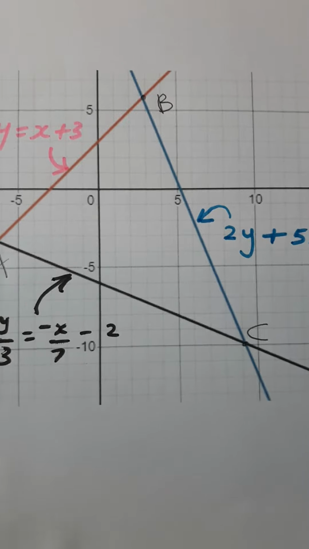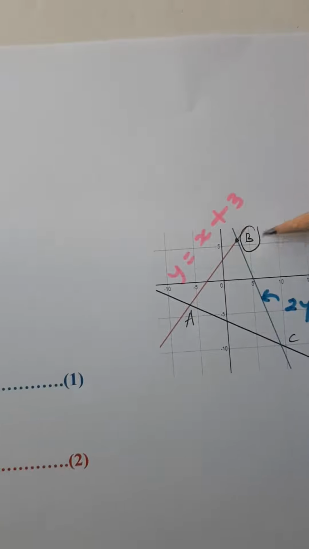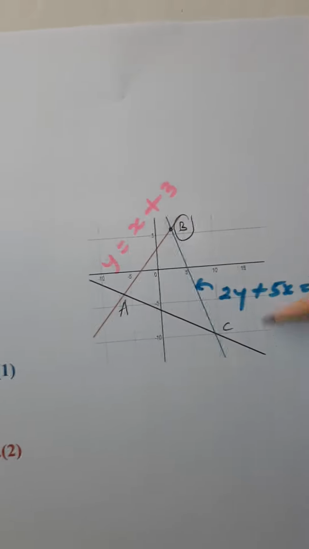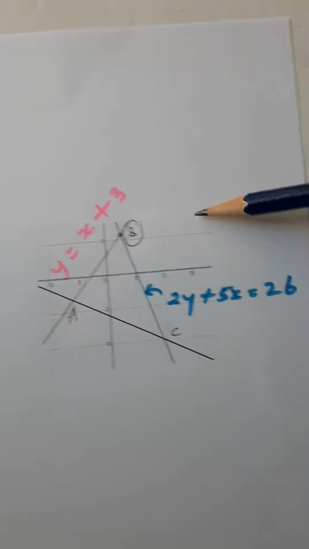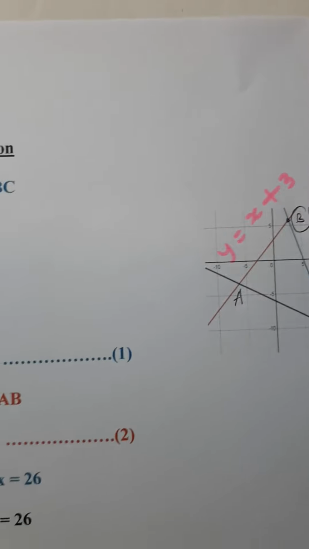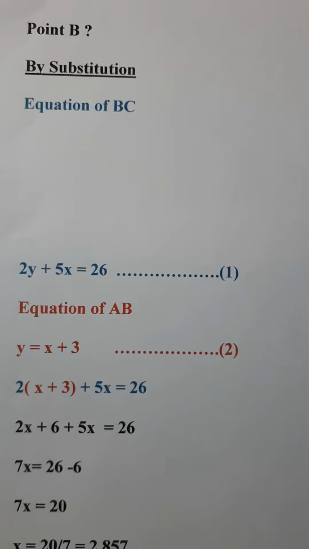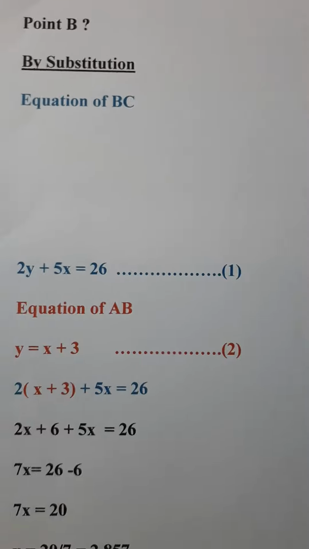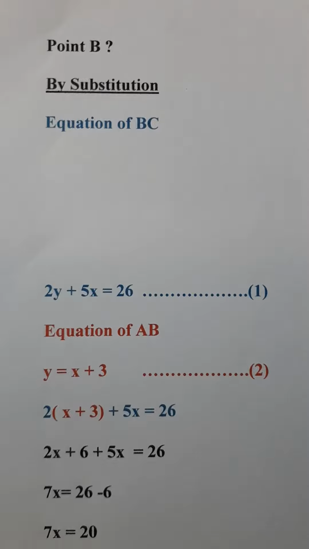Let's find the point B first by using substitution. Now the equation of BC is this one, 2y plus 5x equals 26. Equation of AB is y equals x plus 3. So we can easily use the method of substitution.